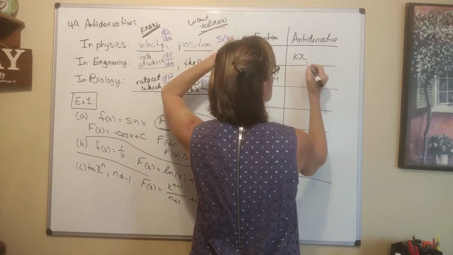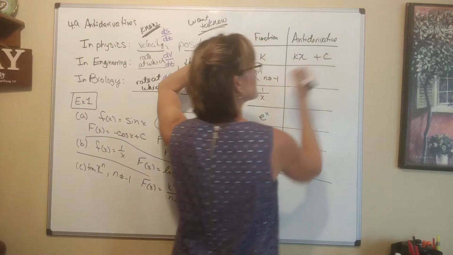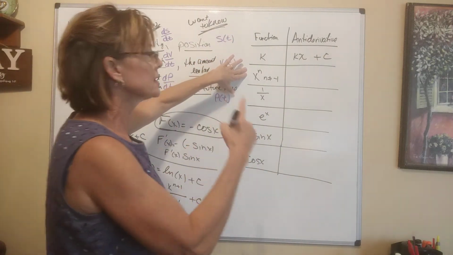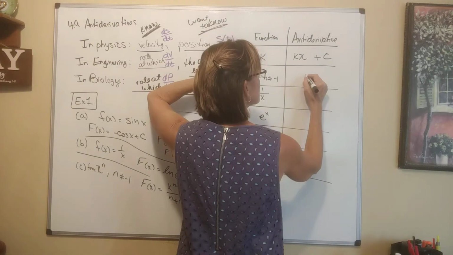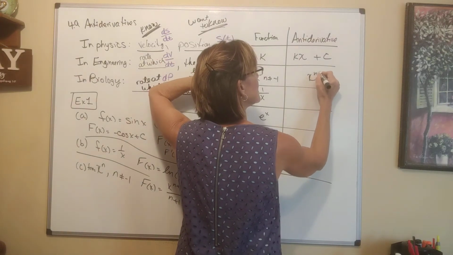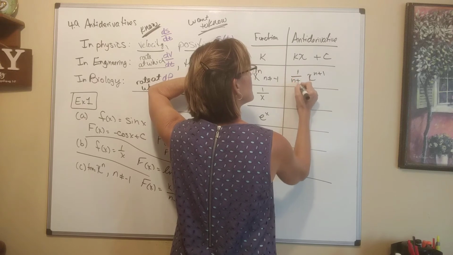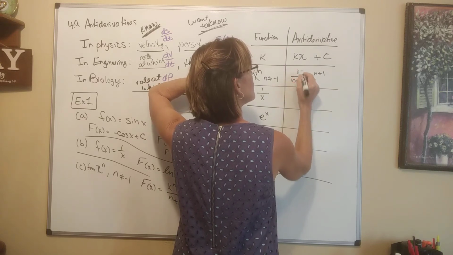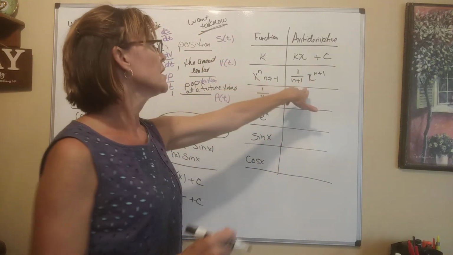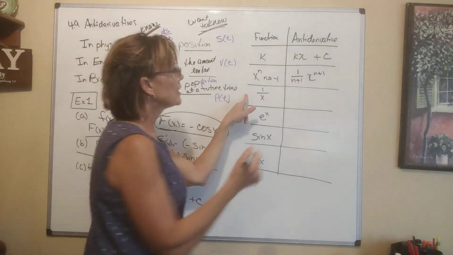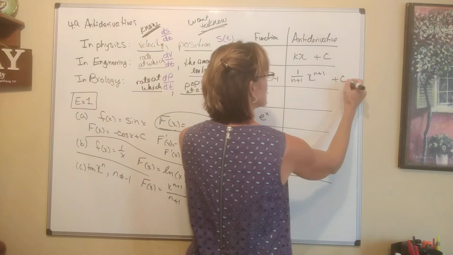K times x. And then if I want the most general case, I'll say plus c. What could I take the derivative of and get x to the n? x to the n plus 1 divided by n plus 1. So sometimes they write it like this: 1 over n plus 1 times x to the n plus 1. And if you want the most general case, you add the plus c.